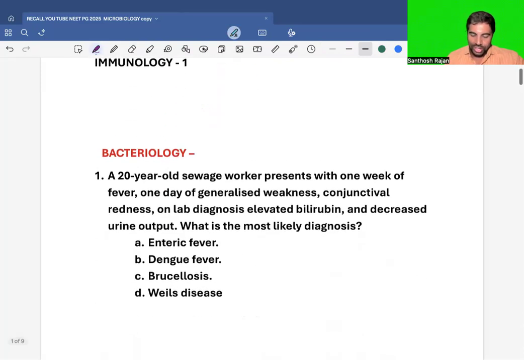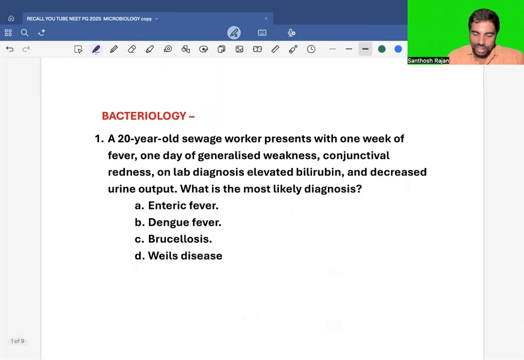Okay. So look at this bacteriology question. It's a very easy question only. Directly they've asked. So this is a 20-year-old sewage worker. Whenever the sewage worker comes, one disease that comes to mind is leptospirosis. That itself is enough. But then you can see they've given 1 week of fever and generalized weakness, conjunctival redness. Some said it was there, some are not sure. But whatever it is, doesn't matter. The most important lab diagnosis: you see an elevated bilirubin and a decreased urine output. This itself is giving you a clue. Some hepatorenal syndrome sort of thing is there, right?